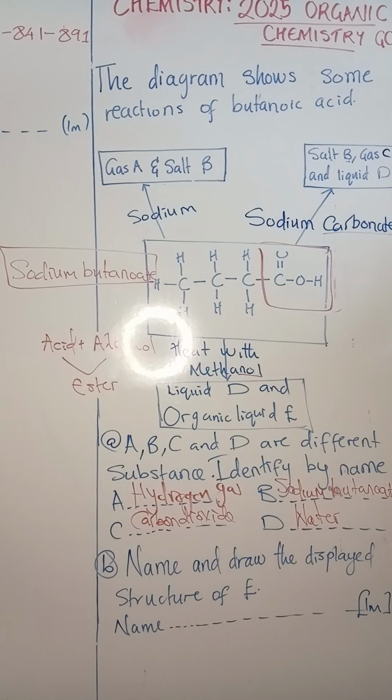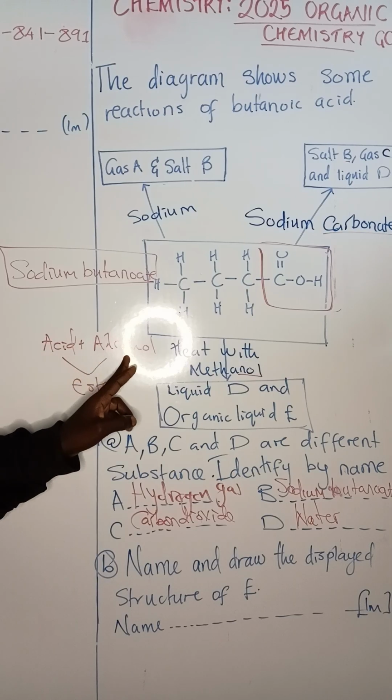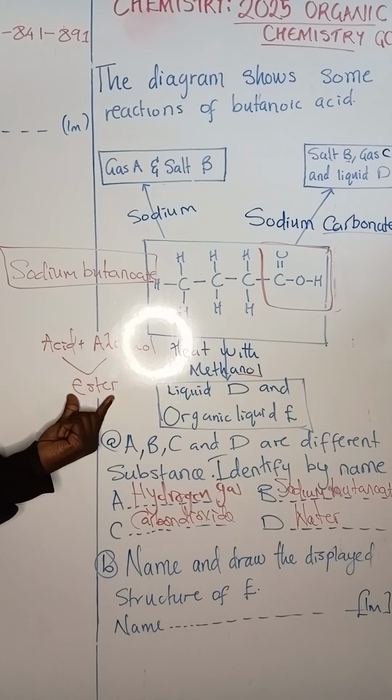So if they ask you in an exam what is an ester, you say it is the combination of acids and also alcohol. What is esterification? It's the process of combining acid and alcohol, just like that. Okay, so that is it. So acids and also alcohols, once they combine, they form what you call an ester.